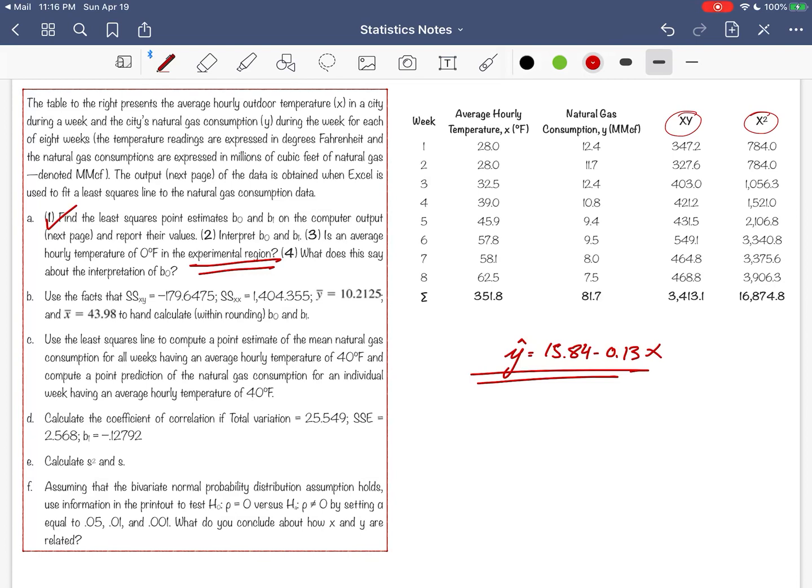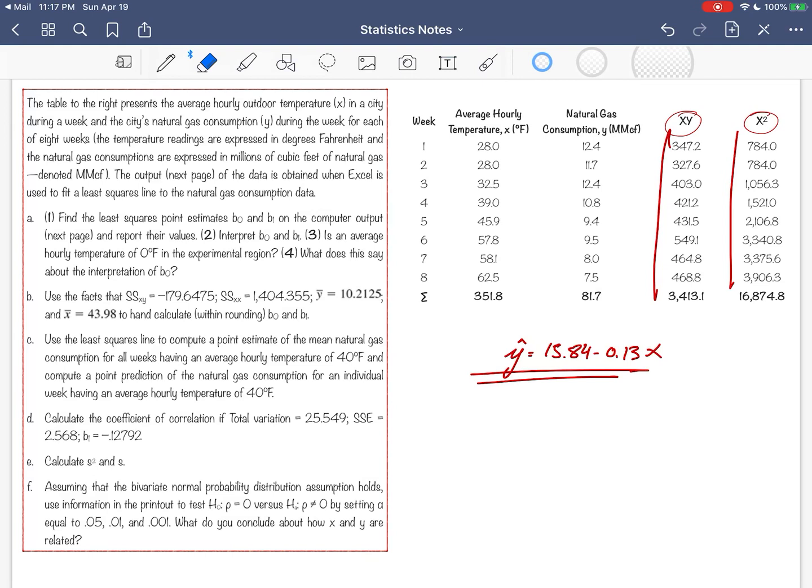Part B, use the fact that SSXY is equal to some value and SSXX is equal to some value. Y average is 10.21 and X average is 43.98 to hand calculate, within rounding, B0 and B1. So this is an example of what would happen on the exam. Instead of making you calculate the entire thing, we would set you up with the components and make sure that you understand how to use the equation. And so part B, it's already done.